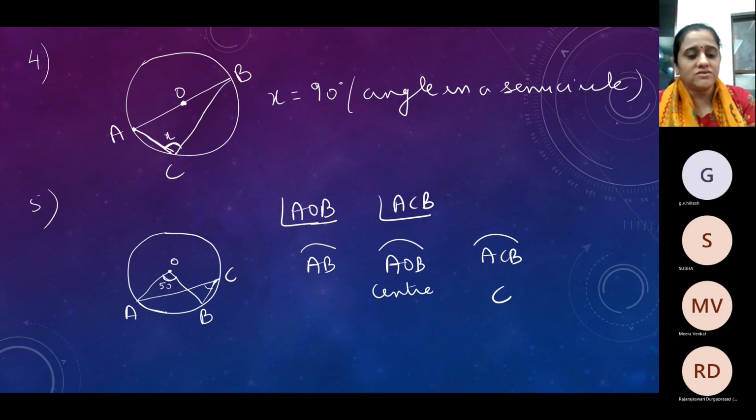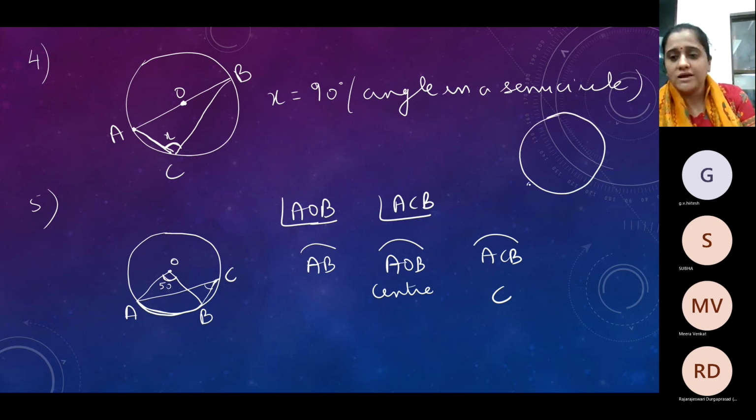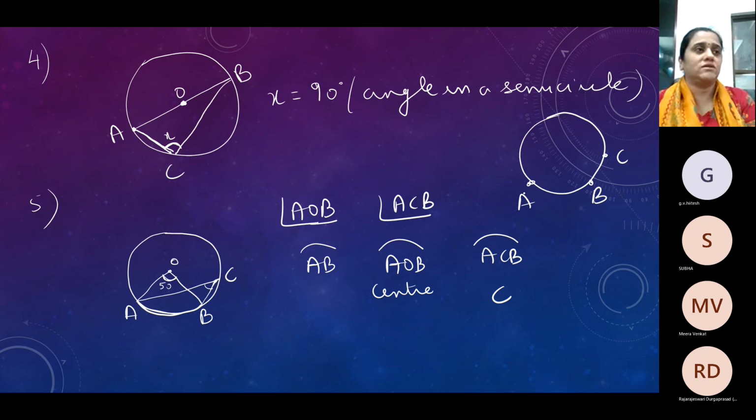Now where is the arc? This is the arc. This is the circle. And this is the arc AB. Where is the point C? It's on the remaining part of the circle. C is not on arc AB. It's on the remaining part of the circle.